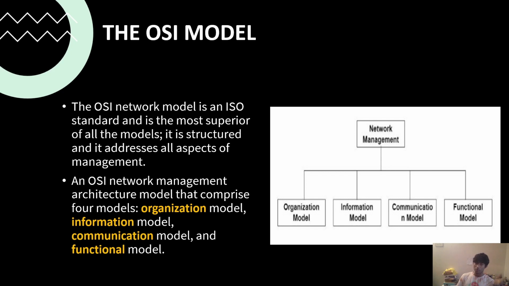Now the fourth one being the communication model. We'll not dive deep into the communication model. It also has 3 other models or features under it. And last being your functional model. What does the functional model do? The functional model is mostly user oriented or user side oriented. So we'll not dive deep into the functional model too. We'll be looking at what the organization model is indeed.